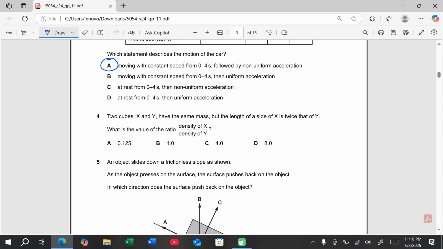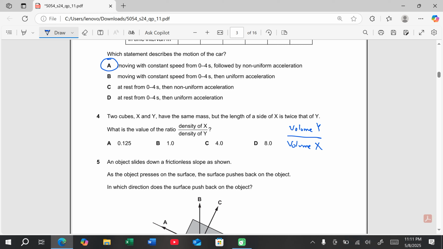Question number 4 says two cubes x and y have the same mass, but the length of the side of x is twice that of y. What is the value of the ratio? Okay, the first thing that you need to know is since they have the same mass, the ratio of the volume of y over the volume of x will give you the density of x over y, because they are inversely proportional to each other.